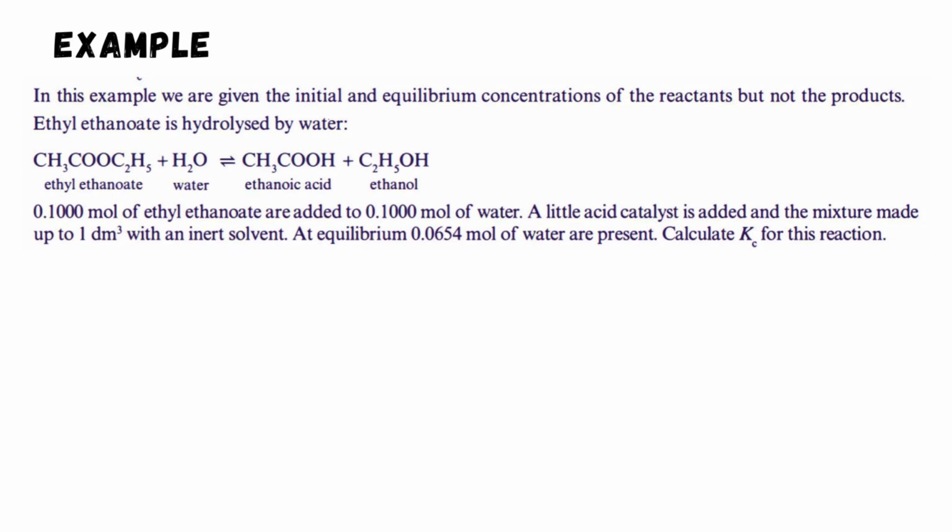Another example. In this example, you are given the initial and equilibrium concentrations of the reactants but not the products. Ethyl ethanoate is hydrolyzed by water. 0.1000 mole of ethyl ethanoate is added to 0.1000 mole of water. A little acid catalyst is added and the mixture made up to 1 dm cube with an inert solvent. At equilibrium, 0.0654 mole of water is present. Calculate Kc for this reaction.